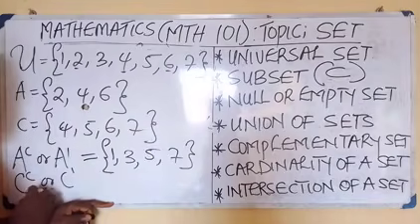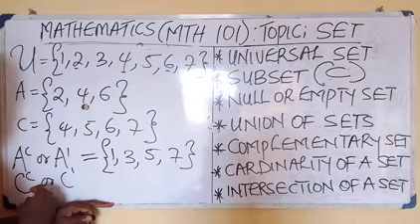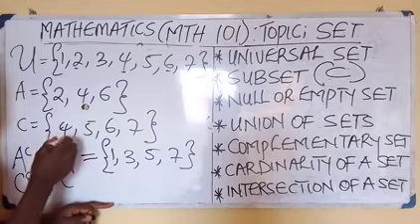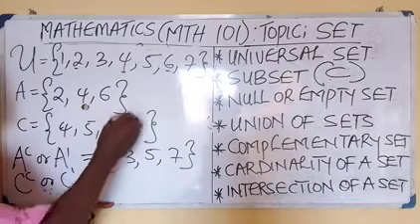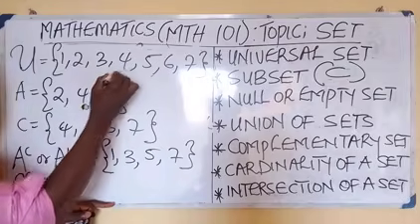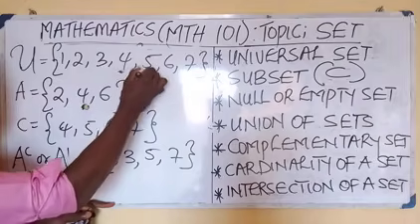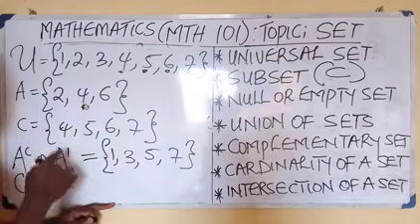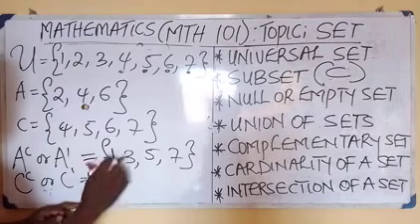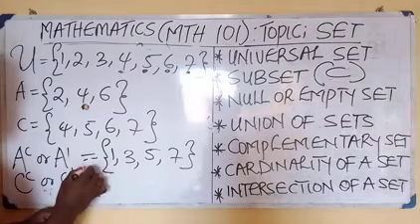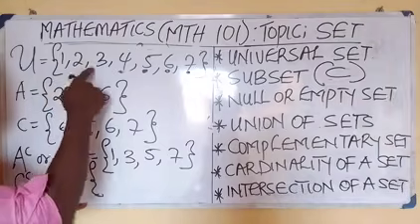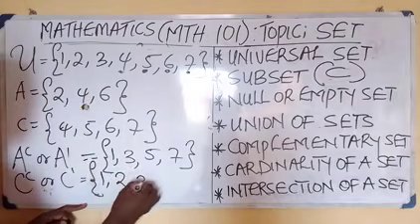Then the complement of set C means that I should remove all the members found in set C away from the universal set. So I have 4, 5, 6, 7 removed. So the complement of set C becomes 1, 2, 3. So that is how it is.